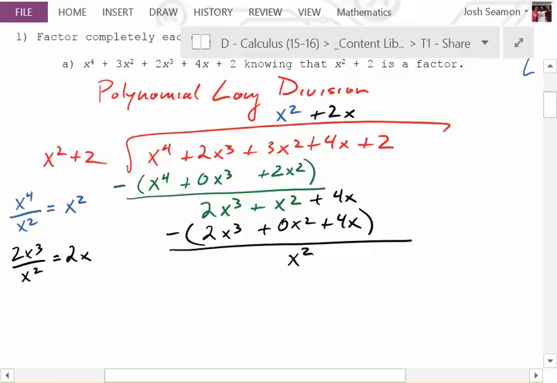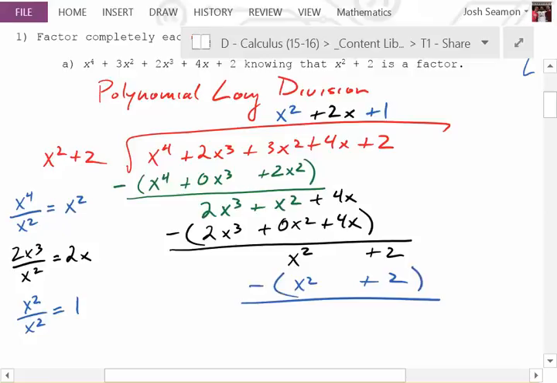They become 0. What do I drop down now? Plus 2. What's the new leading term? X squared over what? Yeah, that's the x, and what's that equal? 1. So where do I put that 1? Put that 1 up here, and now I multiply, and what do I get? Plus 2. And what do I do? When I subtract, what does this become? 0. Is that awesome?